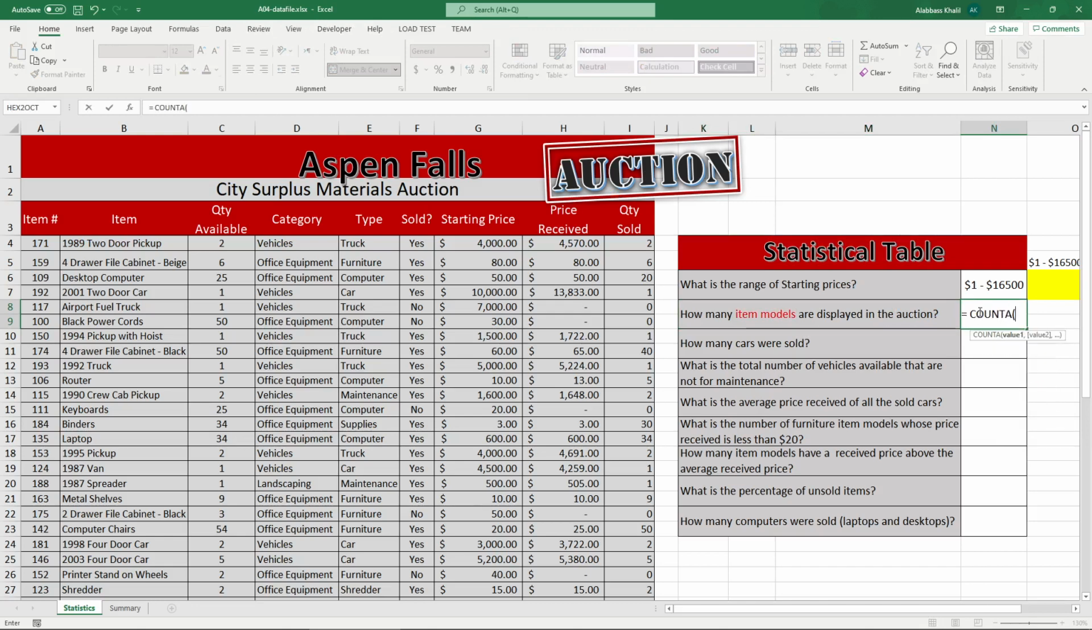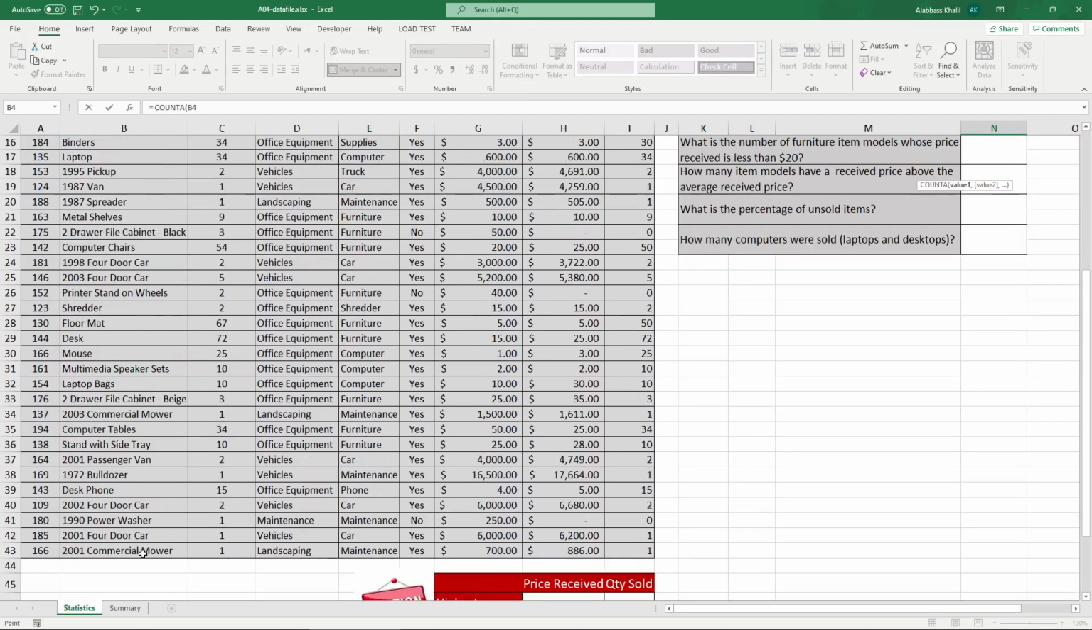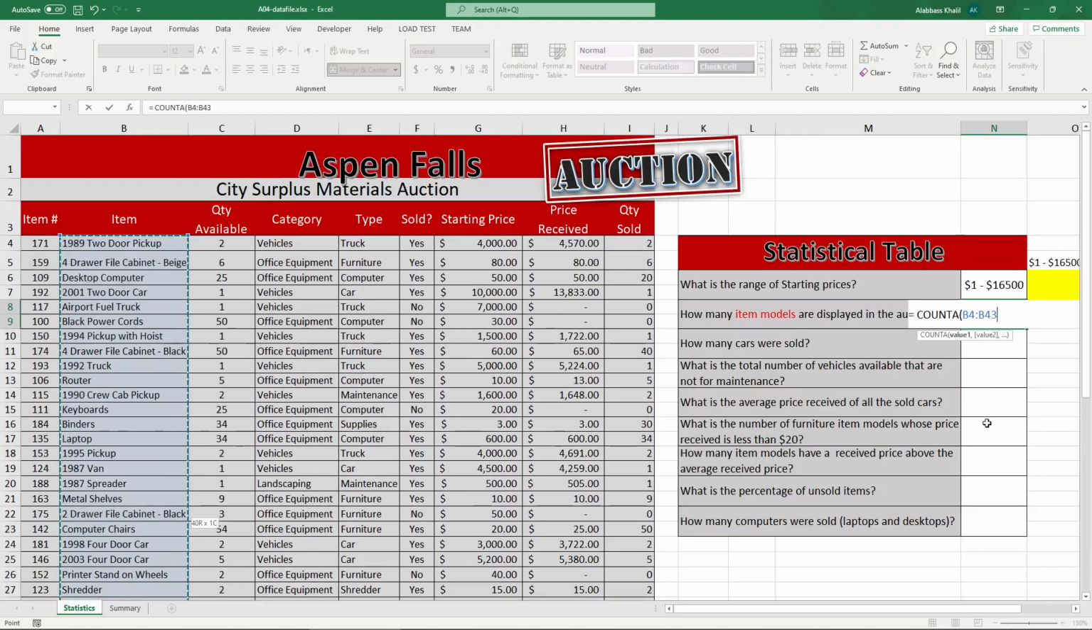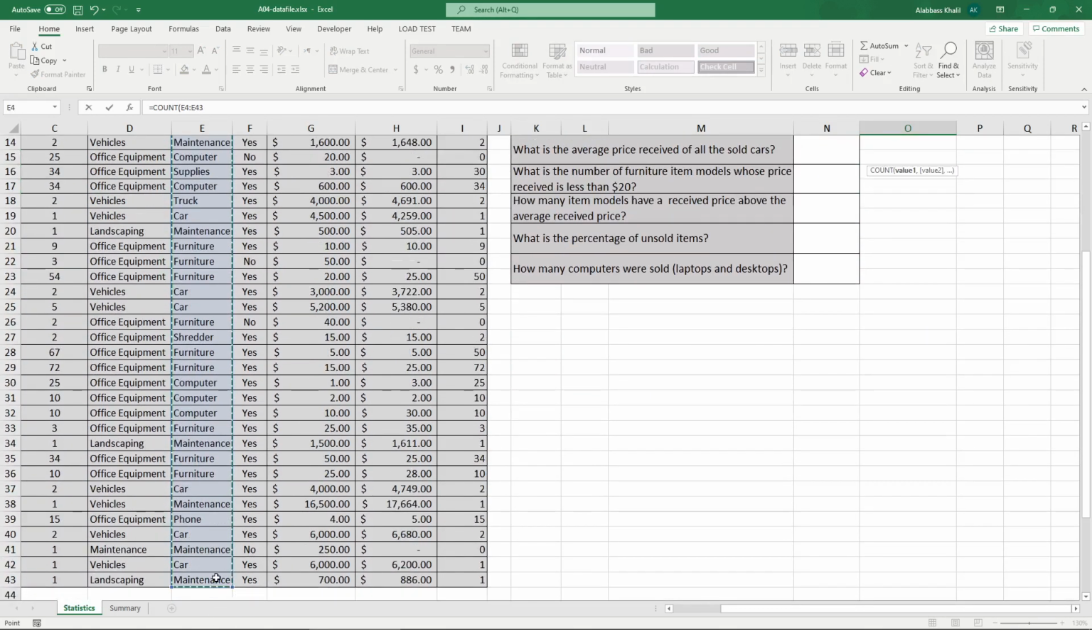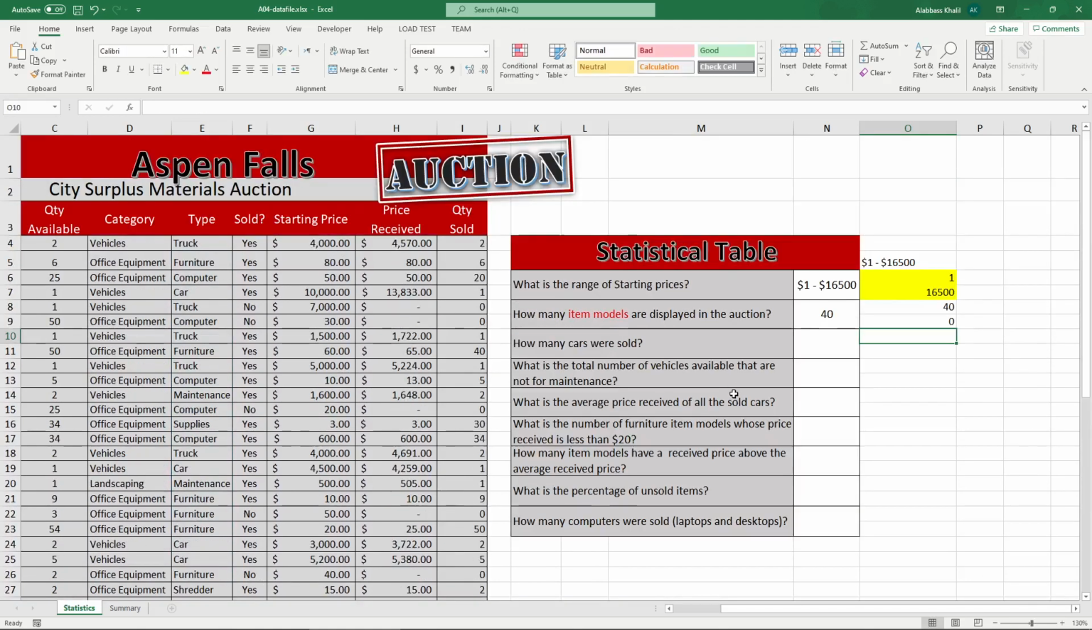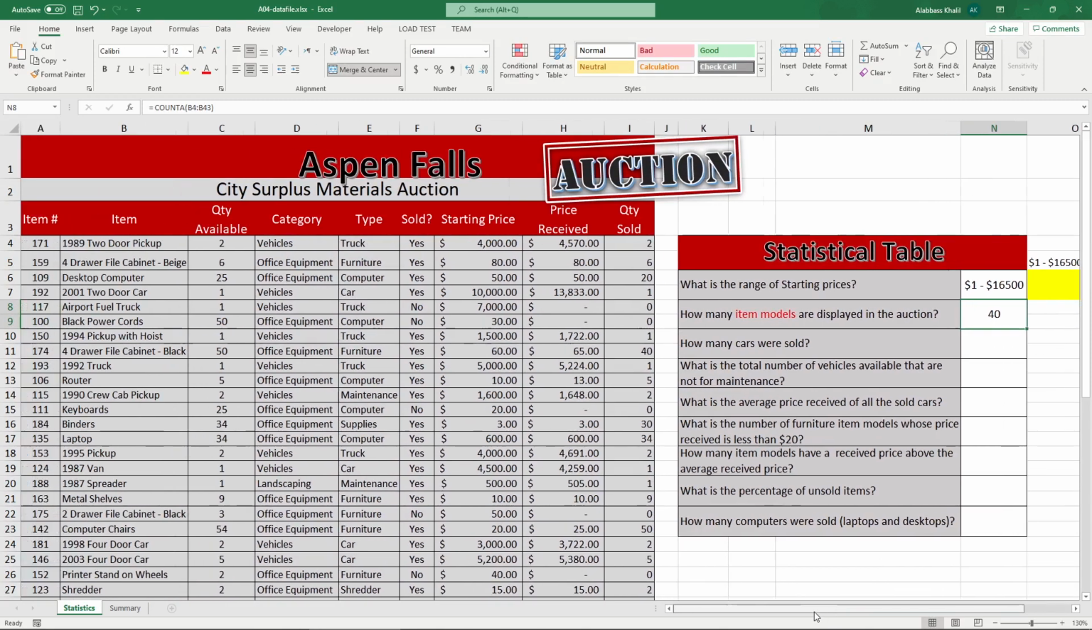I could use COUNTA and give it this range. Since there are not any empty cells, it works fine and we get 40. Or I could have used, again, the COUNT for the numbers and I would have gotten 42. However, if I had used the COUNT for some sort of text, it would have gotten me 0. Because remember, COUNT counts how many numbers, whereas COUNTA just counts how many non-empty cells.